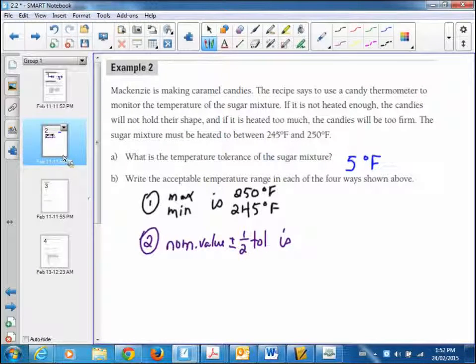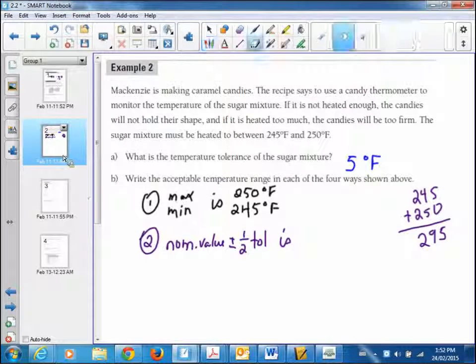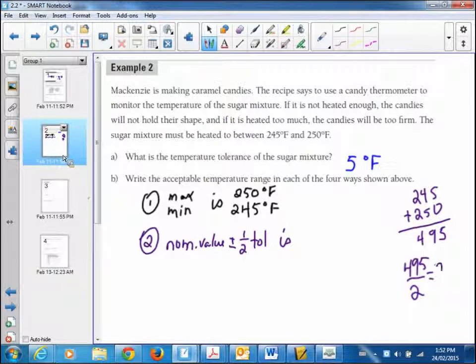I'll show you. If you need to, you go 245 plus 250. And you get 495. Then you divide that by 2. And 495 divided by 2 is, as you guys mentioned, 247.5. Thank you, Trent. So the nominal value, the midpoint between 245 and 250, is 247.5 degrees Fahrenheit.